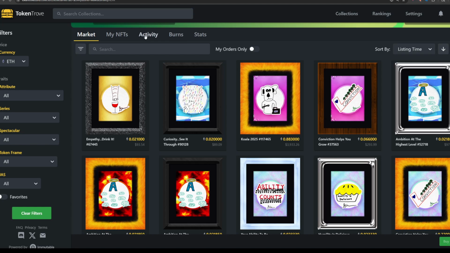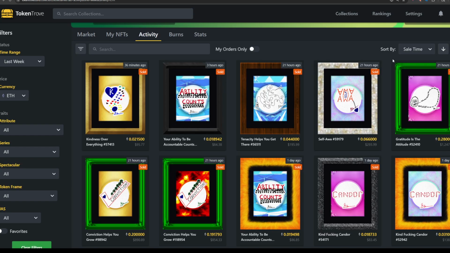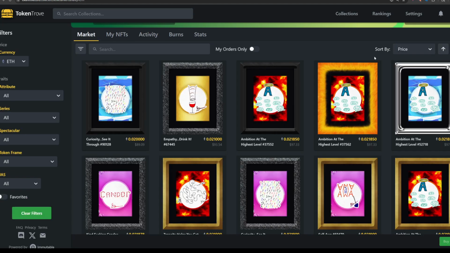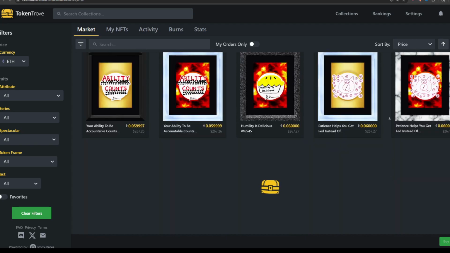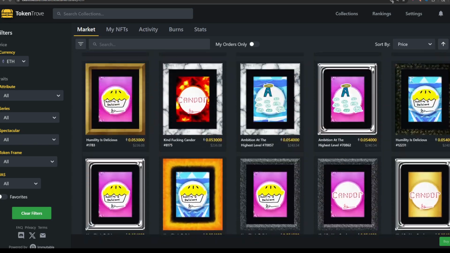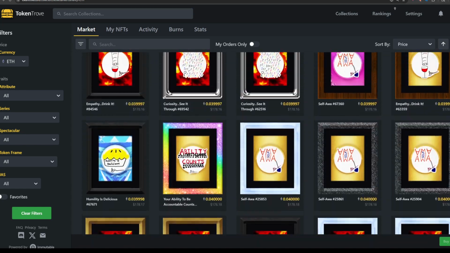Next, we check on the activity, recently sold tokens, and next we go back to market to check on the price for the floor, in terms of what the floor prices are.